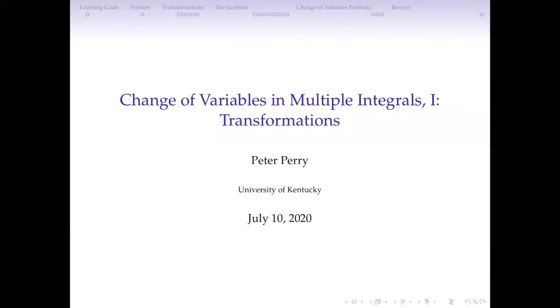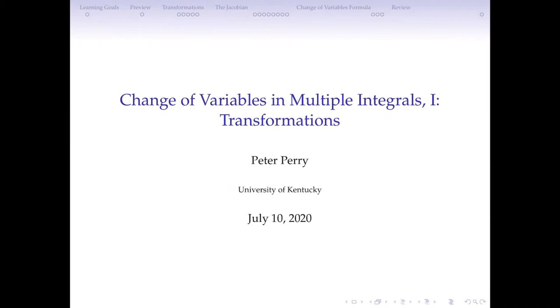This is the first of two lectures on general changes of variable for multiple integrals. We've already seen changes of variable, in fact. Going from Cartesian to polar coordinates is a change of variable. Going from Cartesian to cylindrical or spherical coordinates is a change of variable.